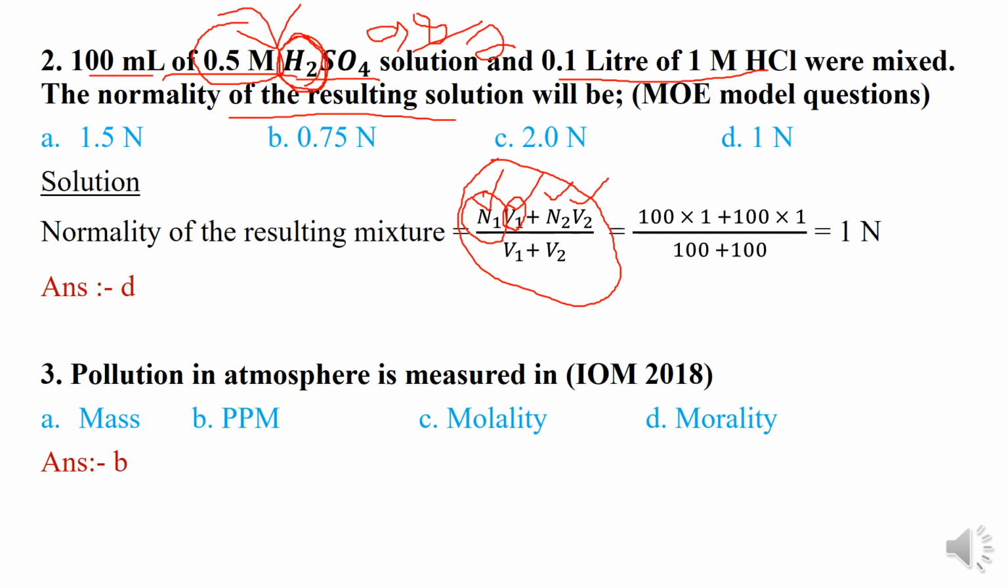So the normality will be 2 times greater than that of molarity. So 0.5 into 2 will be 1. So 1 is written here. Then this 0.1 liters will be converted into milliliter, that is 100 into 1 molarity. So 1 molarity means 1 normality in case of HCl, because number of replaceable hydrogen is equal to 1, that is basicity is 1, molecular weight by 1, so equivalent weight is also equal to molecular weight. So answer will be 1 normal. Answer D. Very important questions.